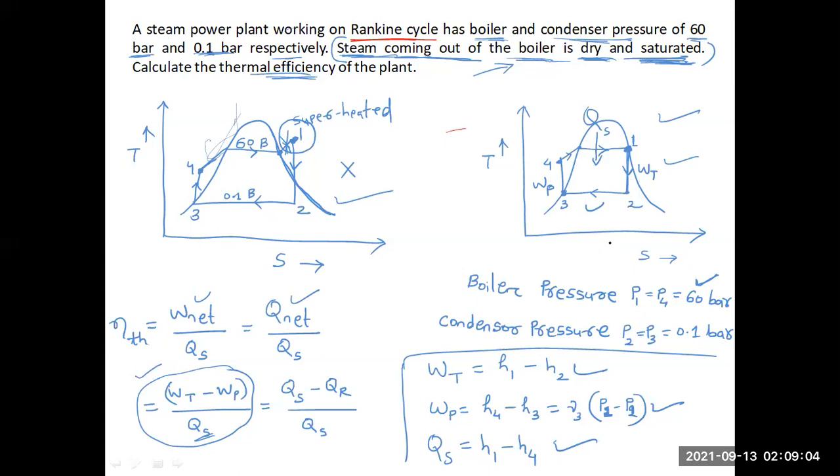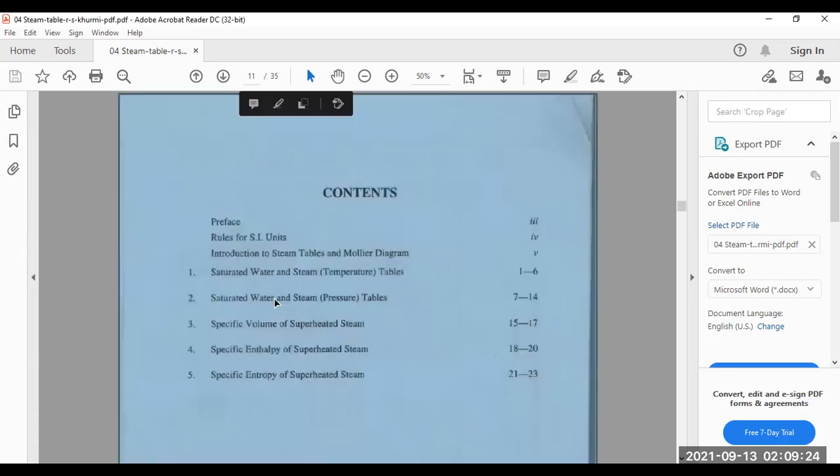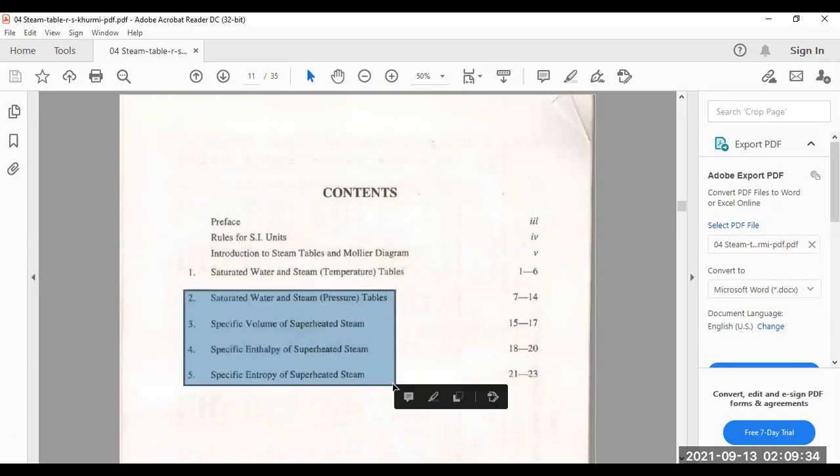Okay, so for this, once we go to the steam table, I will show you the steam table over here. This is the content page of the steam table. Point 1 is saturated water and steam temperature tables, and point 2 is saturated water and steam pressure tables. So point 1 we do not require. Our requirement is in between points 2 to 5. These properties we are going to use to solve the problem.